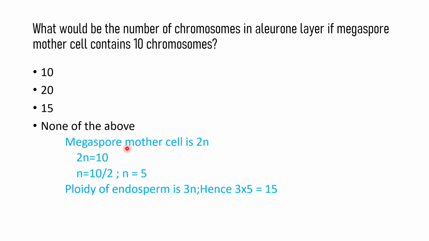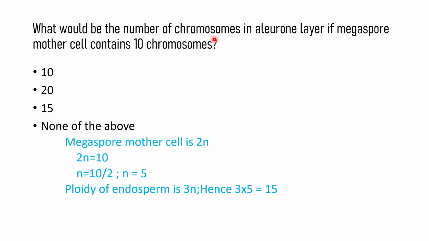The megaspore mother cell is a diploid cell, so we represent diploid as 2n. From the question we know that the megaspore mother cell has 10 chromosomes. So let us substitute this value of 10 here. 2n is equal to 10. So n is equal to 10 divided by 2, which is nothing but 5.